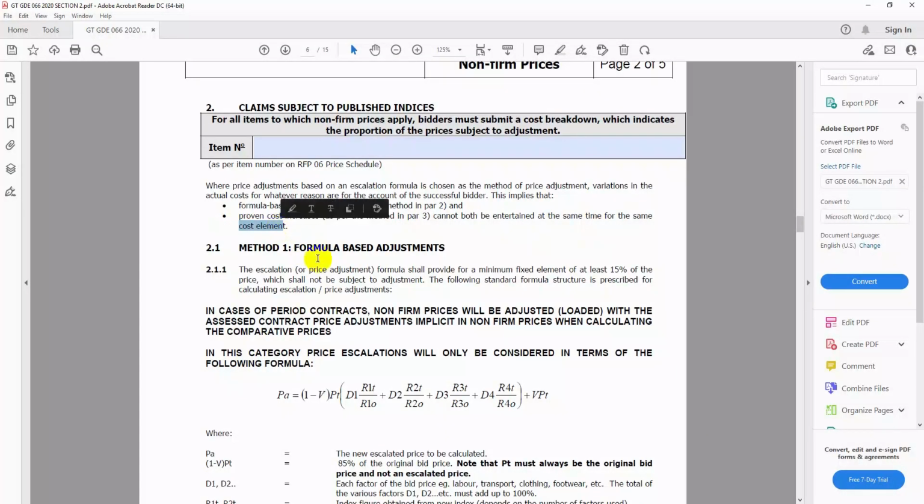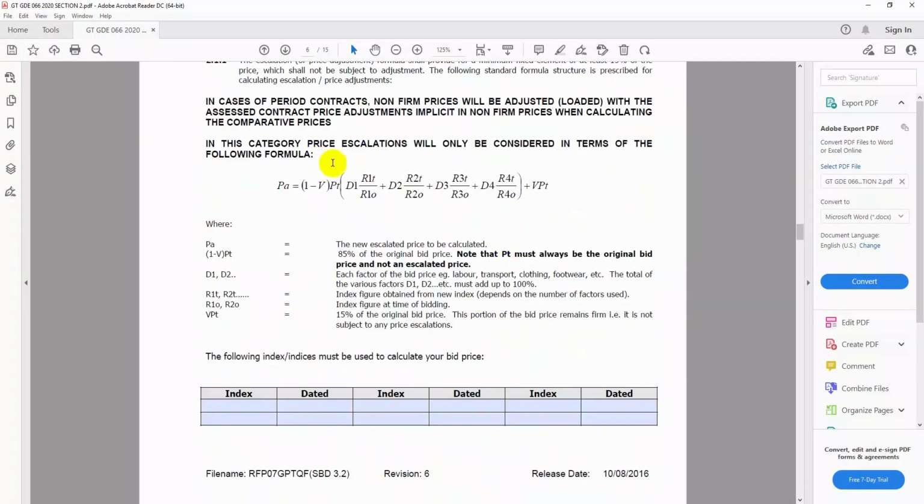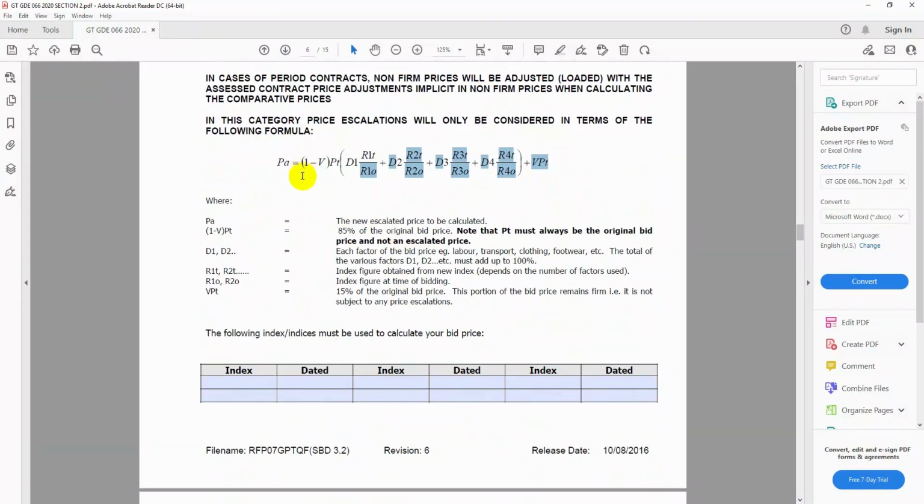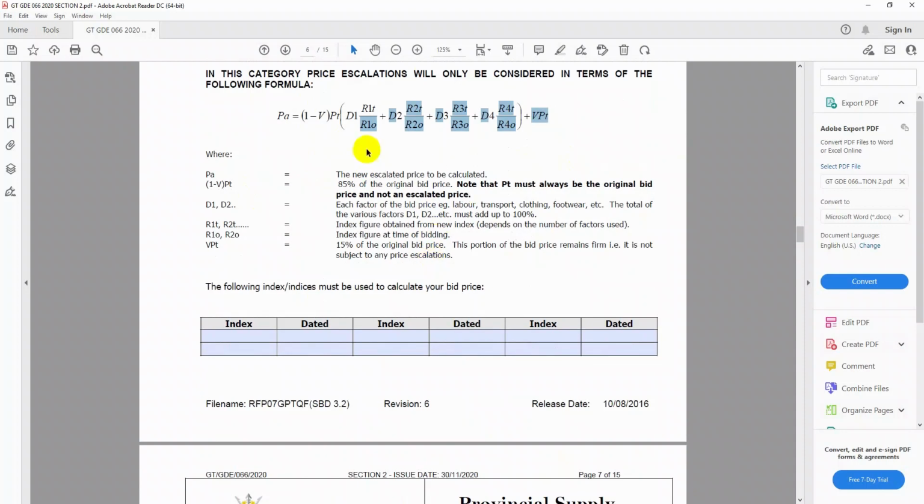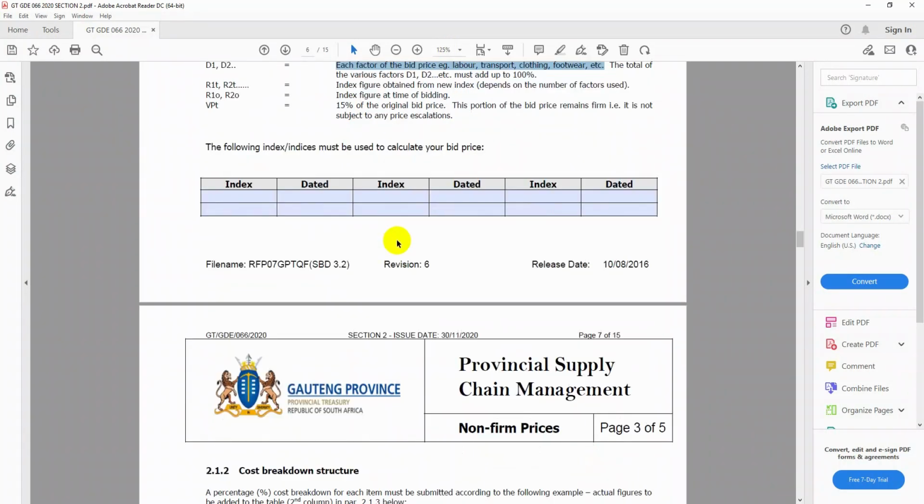If you are good in maths, you can use this formula for your price adjustment, or you can just do a motivation with your proven cost increase. What is it that has gone up? What is it that needs a price increase? So this is just the formula for your price adjustment. If you want, then you will put what is PA, what is 1 minus V, and all that. So you will put your details there. And the D1 will be these factors: the labor, transport, clothing, footwear, and all that. So you can just use that formula.